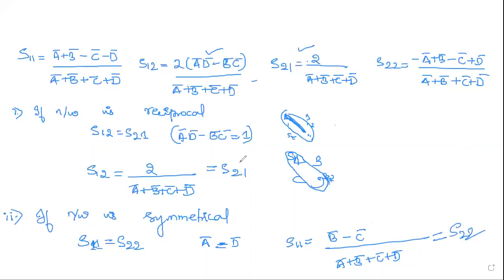So 2 properties. One is the reciprocal property, when you apply it to the above network, you have S12 equal to S21. Similarly, when you apply symmetrical, S11 is equal to S22, which means A bar is equal to D bar. Substitute into the above equations, and both equations should be equal. Is that okay?